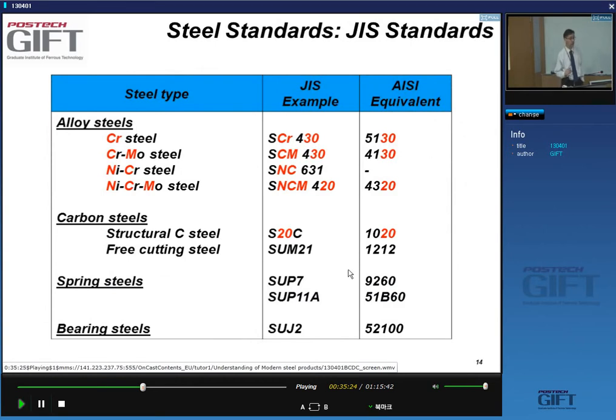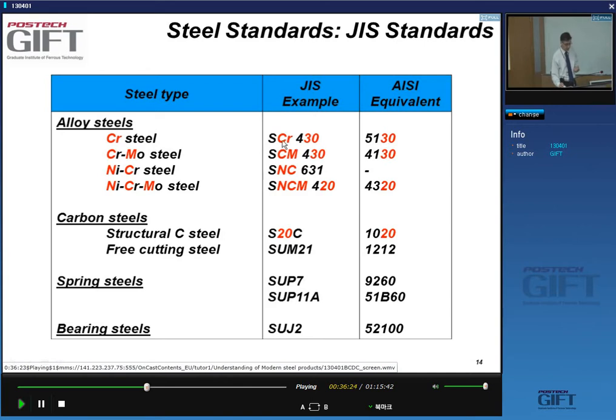All right, so if we look at the JIS standards, and I simplify these things heavily this morning because I just want to point out the most important aspects of these standards, yes? If you look at the JIS standards, basically the types of steels are subdivided in alloy steels, carbon steels, spring steels, bearing steels, and if it's a JIS standard for steels, for materials, they always start with an S, yes?